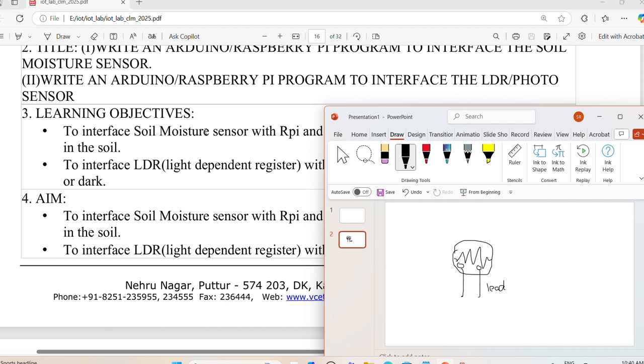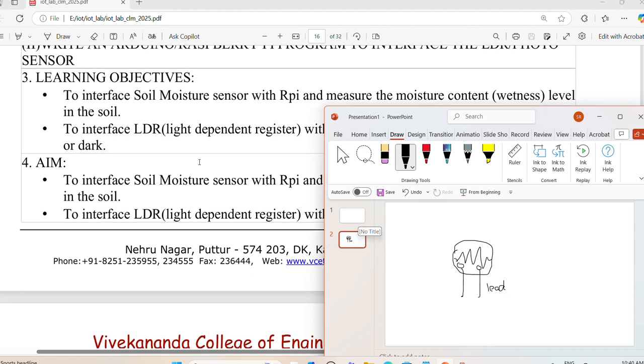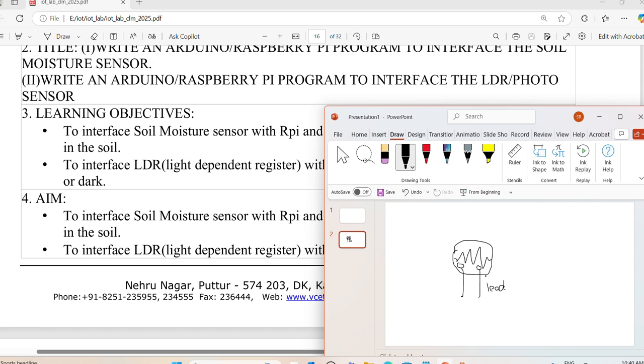or whether it is wet or dry. The first program which I'll be explaining is about how to connect an LDR sensor with Raspberry Pi and find whether the room is bright or dark. Now here, this LDR sensor, which you have on the screen, is made up of this material, which is deposited on this glass substrate. This material is cadmium sulfide.